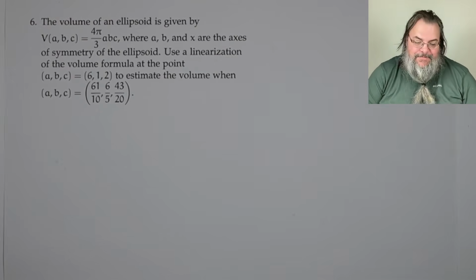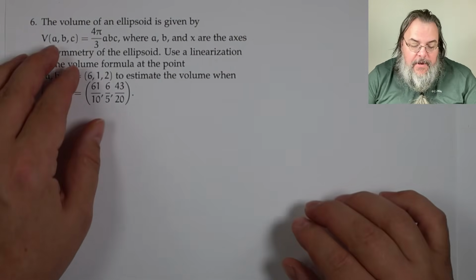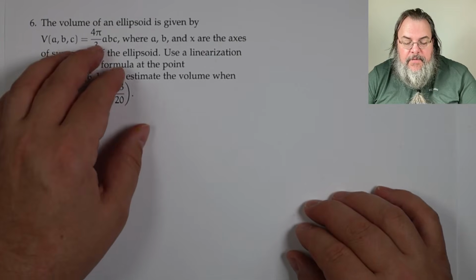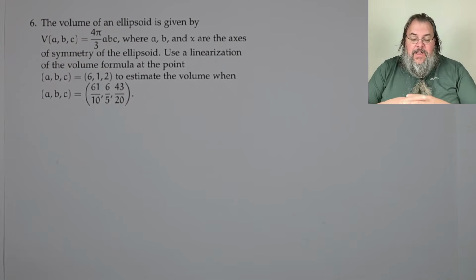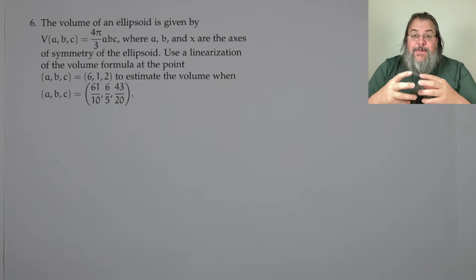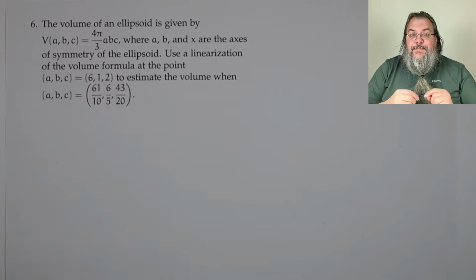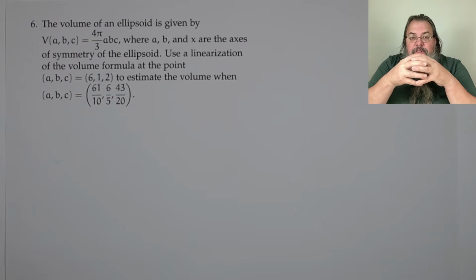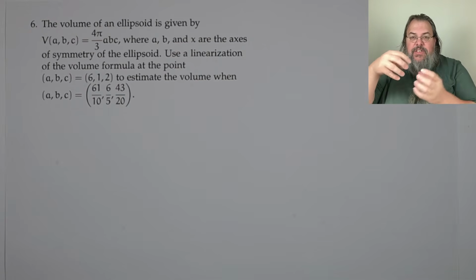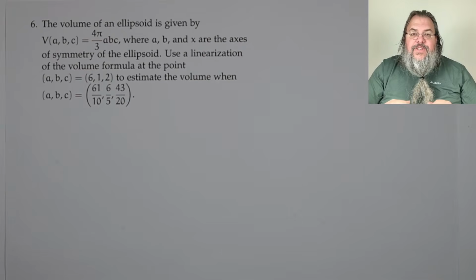Number 6. The volume of an ellipsoid is given by, and we have the formula, volume V(a, b, c) is 4/3 pi abc. Now, if you're wondering where that formula comes from, think of the volume of a sphere, 4/3 pi r cubed. How do you make an ellipsoid? Well, you can start with a sphere and then you just start stretching it. So you stretch in, say, the x direction, stretch a certain amount in the y direction, and then stretch a certain amount in the z direction.